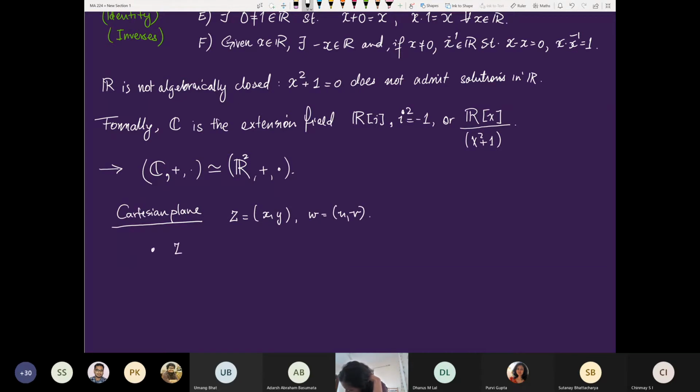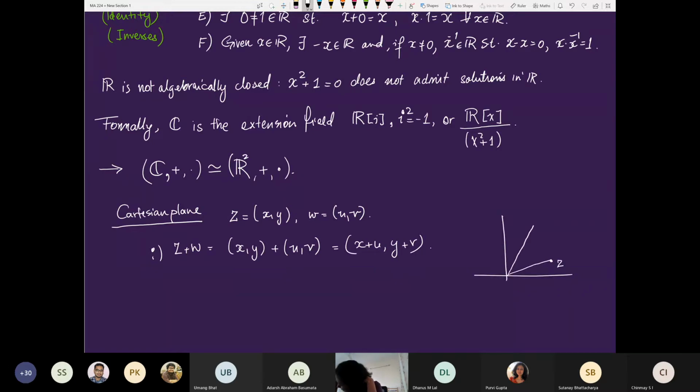Okay, so the addition part: z plus w, we just do standard vector addition. So this is just componentwise, which you also know what this does geometrically. So if z is represented by this vector over here and w is represented by this vector in the plane, so this is R2 over here, how do I represent z plus w? I take the parallelogram generated by these two sides and I take the diagonal emerging from the origin, and this represents the vector z plus w.